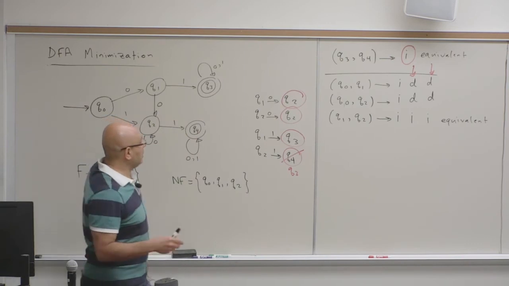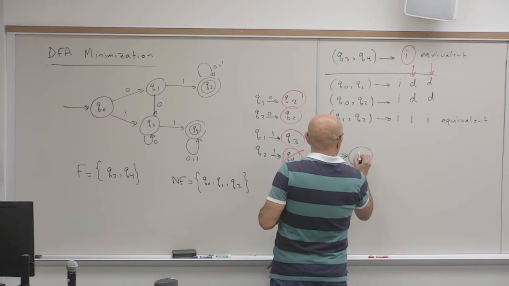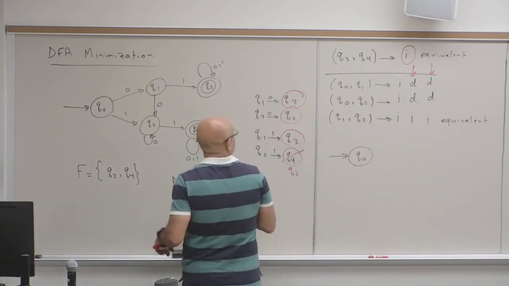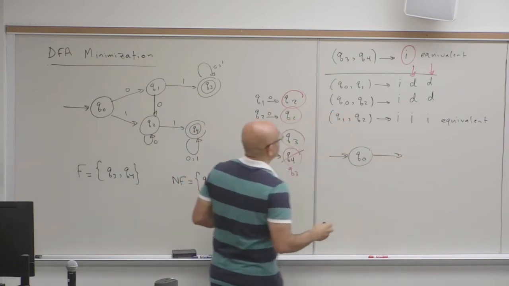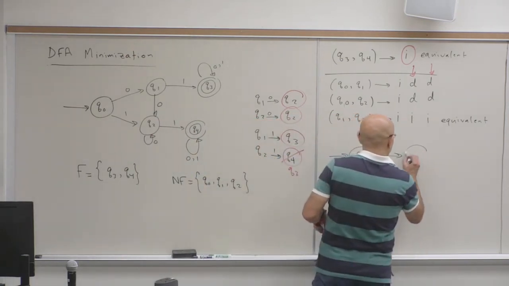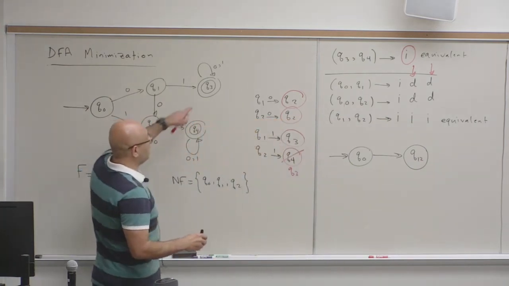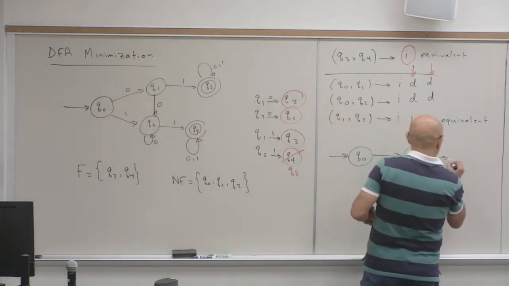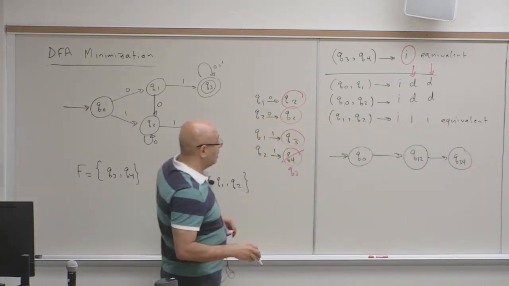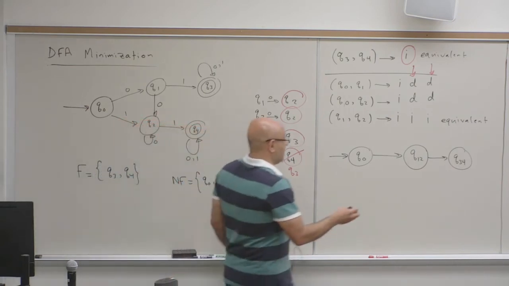So now the output is that Q3 and Q4 are the same state. Q0 is distinguishable from all states. Q0 is a distinguishable state. Then Q1 and Q2 are equivalent. We couldn't prove that they are distinguishable, so this is a Q12 state. And Q3 and Q4 are also equivalent. Okay. Now, of course, this is an accept state.